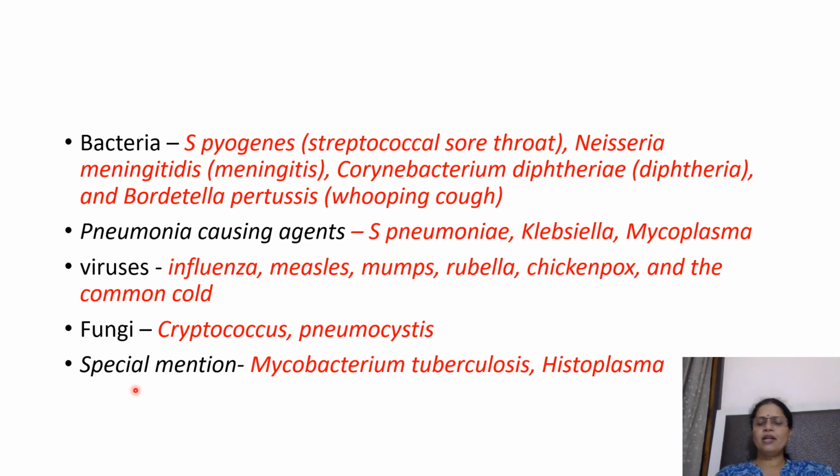Since this respiratory tract is connected to various other regions of our upper body, for example, sinuses are connected, auditory tubes are connected, brain is connected. So sometimes when the infection happens in the respiratory tract, that infection can spread to other parts of the upper part of the body and cause infection there also. Among the viruses, the most common viruses that enter through the respiratory tract are influenza, measles, mumps, rubella, chickenpox, and common cold.